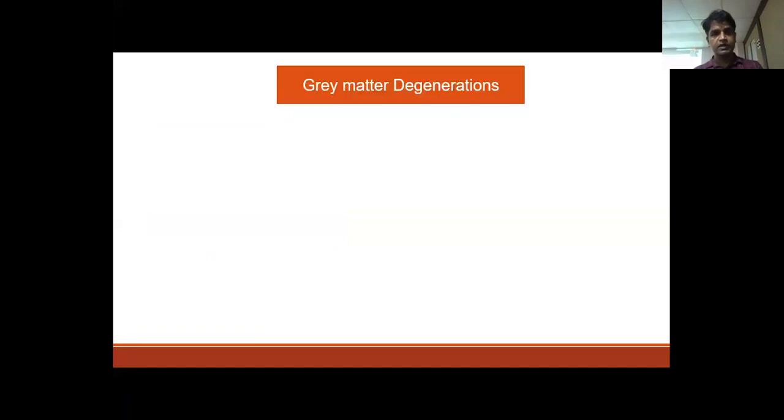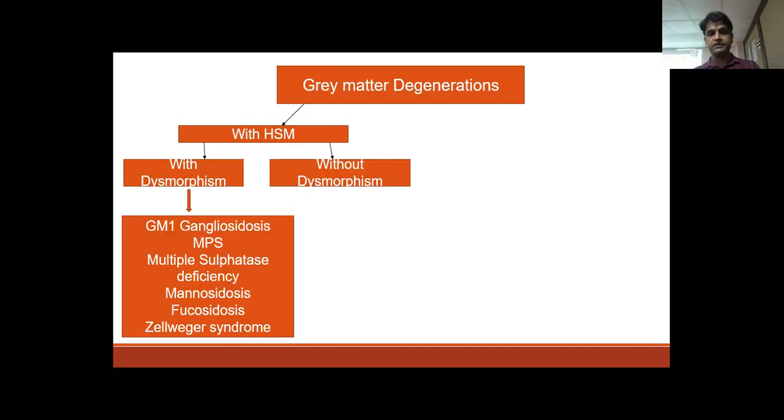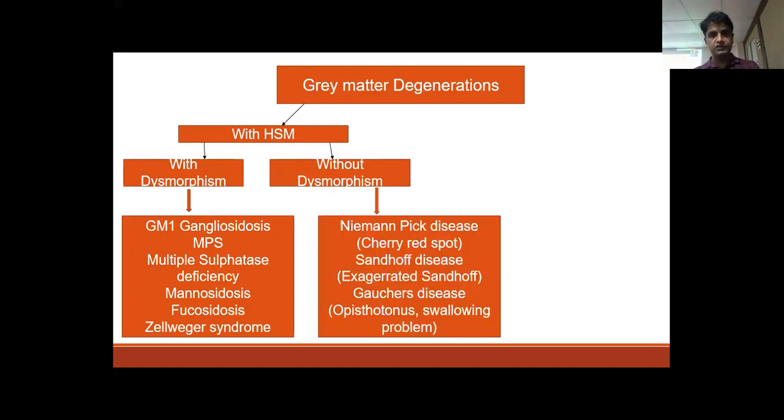Now, the second part, gray matter degeneration, going to the flow chart with hepatosplenomegaly and with dysmorphism. So there is hepatosplenomegaly, there is dysmorphism as well. Or there is no dysmorphism, just hepatosplenomegaly. If there is dysmorphism, most of you would already know that mucopolysaccharidosis stands on the top, with GM1 gangliosidosis, multiple sulfatase deficiency, mannosidosis, fucosidosis, and Zellweger. Without dysmorphism, you have Niemann-Pick. On that, you see an additional cherry red spot, which will narrow it down.